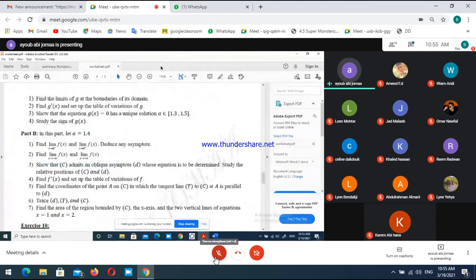Now in part 6 you have to draw the asymptote, you have to draw the tangent line, you have to draw the curve.